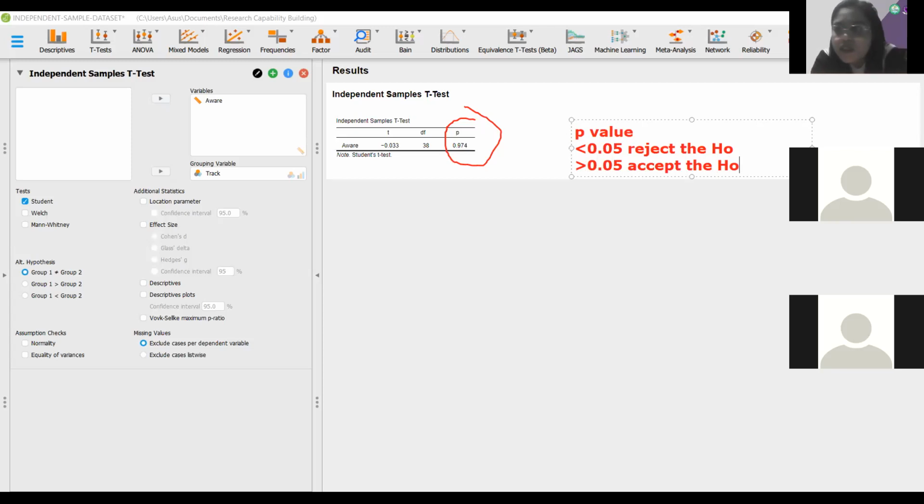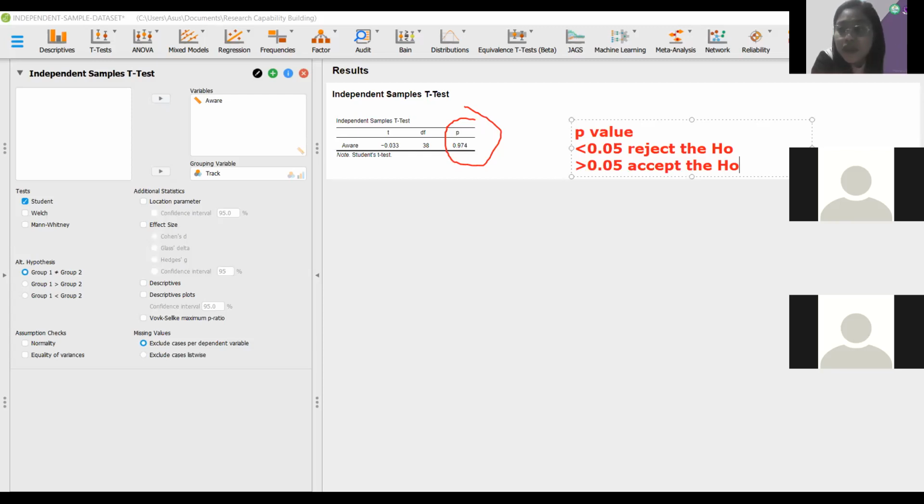And let's look at the p-value. It's 0.974. Meaning, mas malaki siya sa 0.05. Therefore, our decision here is to accept the null hypothesis. What's the null hypothesis? There is no significant difference between the level of awareness of the male and female pharmacist. So, hindi daw magkaiba yung level of awareness ng mga babae at lalaking pharmacist.